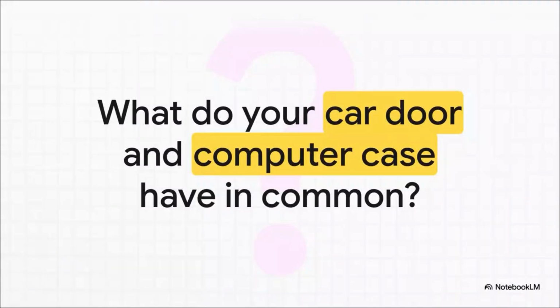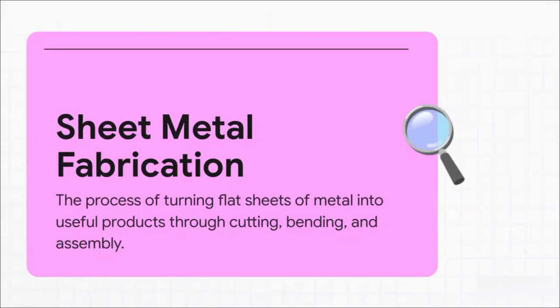So let's start with a question. What do these three things, a car door, a kitchen sink, and a computer case, really have in common? I mean, they seem totally unrelated, right? But believe it or not, they all share the exact same origin story. They're all products of a single fundamental process that honestly invisibly shapes the world we live in. And the answer, of course, is sheet metal fabrication.